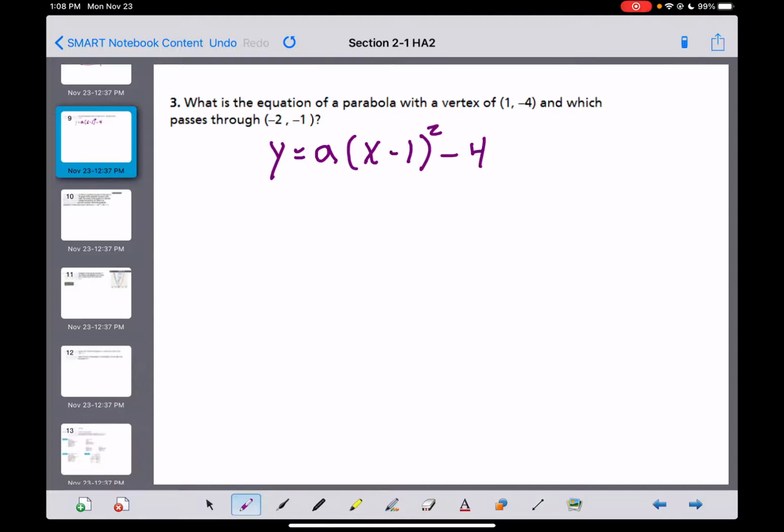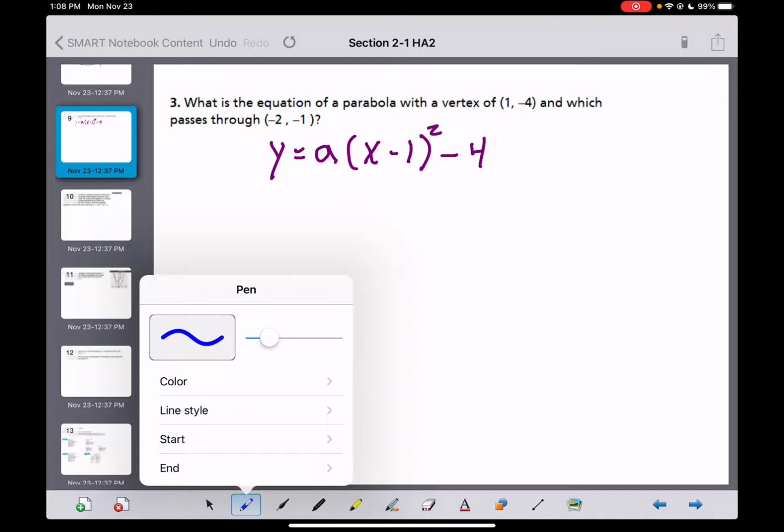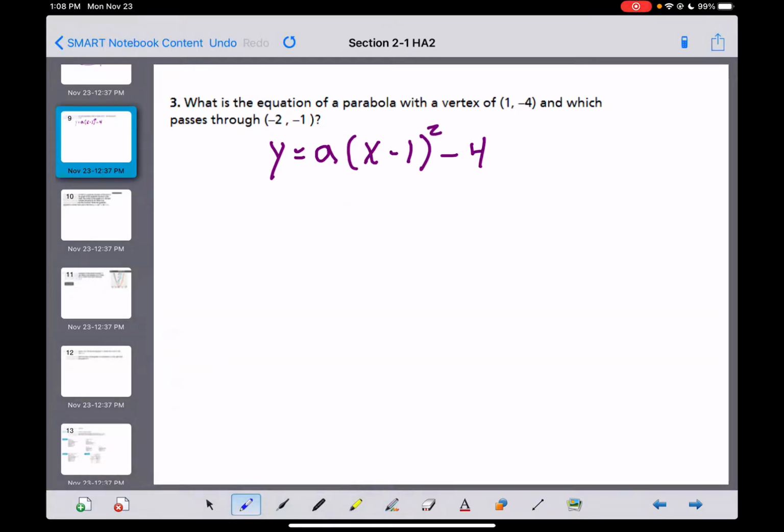So there's step one. Step two, we know a point. They're giving us a point that it passes through. So we're going to substitute in there. My y value is -1. My a value is what I'm trying to find. My x value, which for some reason I didn't put in there, is -2.